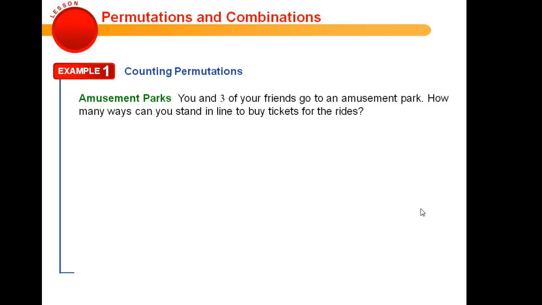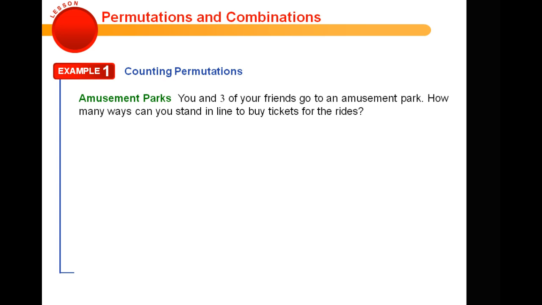Let's try, if you're in an amusement park, let's say you and 3 of your friends go to an amusement park. How many ways can you stand in line to buy tickets for the rides, okay? So you're going to look at this and say, how many ways can we stand in line? Well, it's you and 3 of your friends, so there's 4 people, right? And they're asking us to stand in line, so it's everyone that's standing in line.